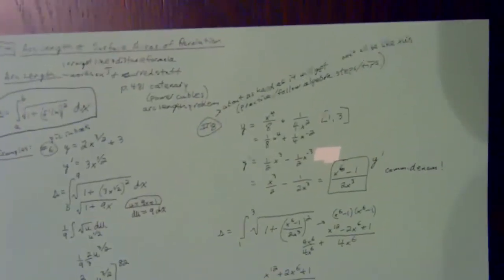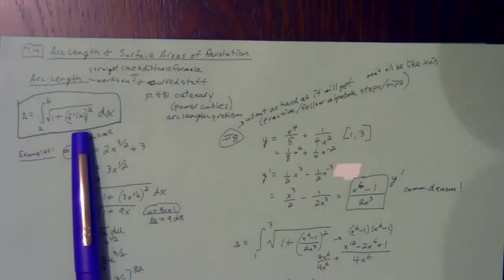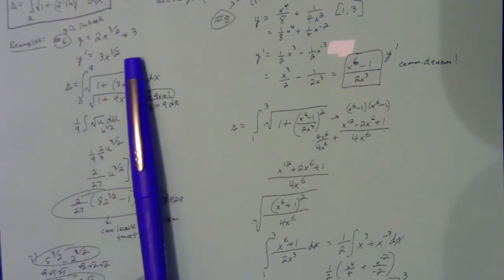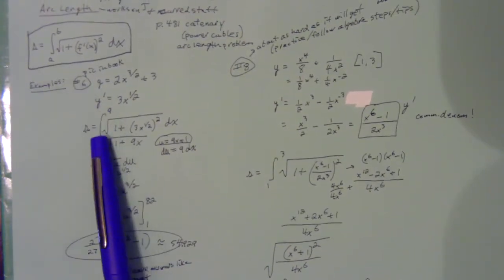So the arc length formula is the integral of the square root of 1 plus the derivative squared. That's it. So this is a pretty straightforward example here. You have a function, take the derivative, and then you're going to do your arc length formula. So you're going to integrate it. And they give you the picture in the book there. So you see you're going to go from 0 to 9.